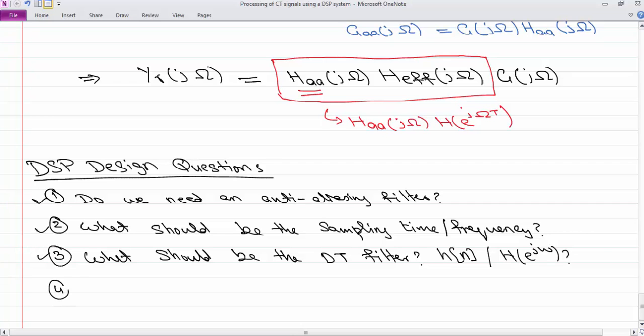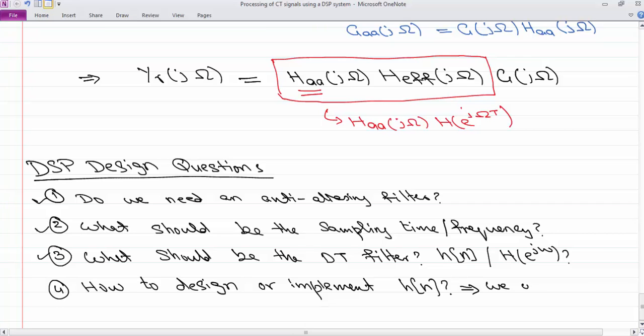The fourth point is how to design or implement h[n]. That problem is called filter design, and that we'll come back to later.